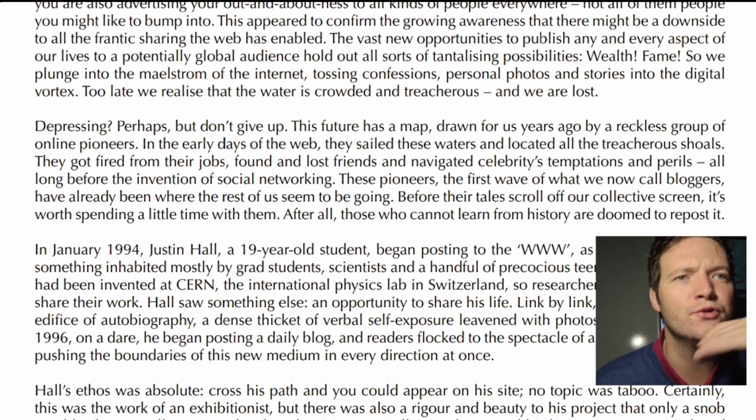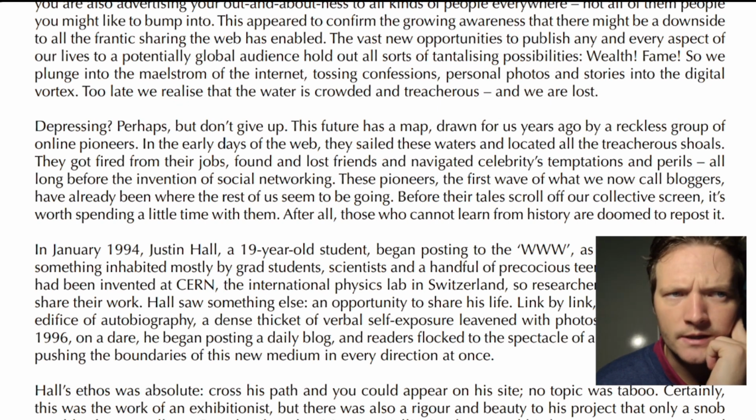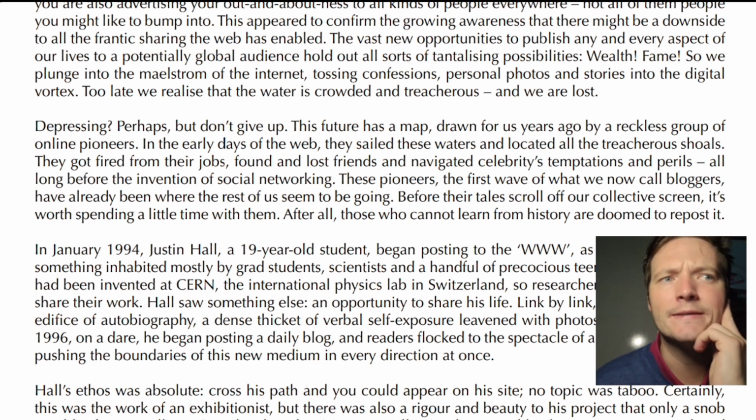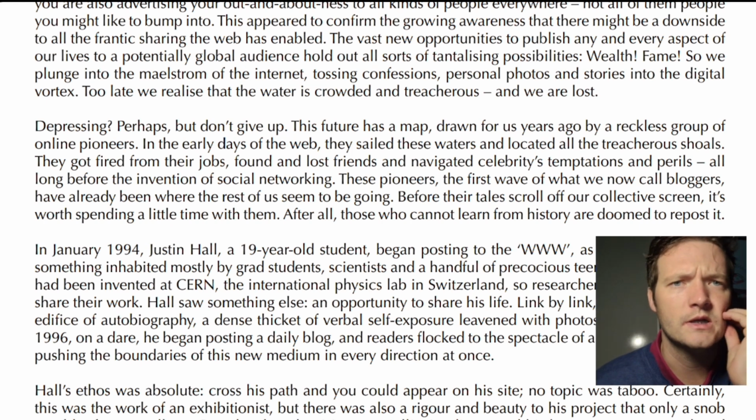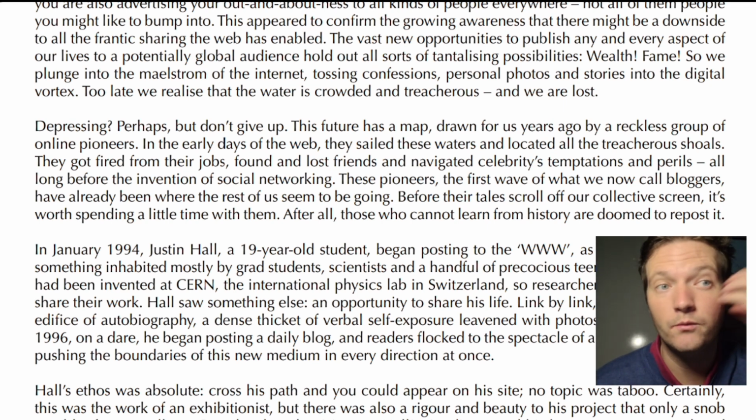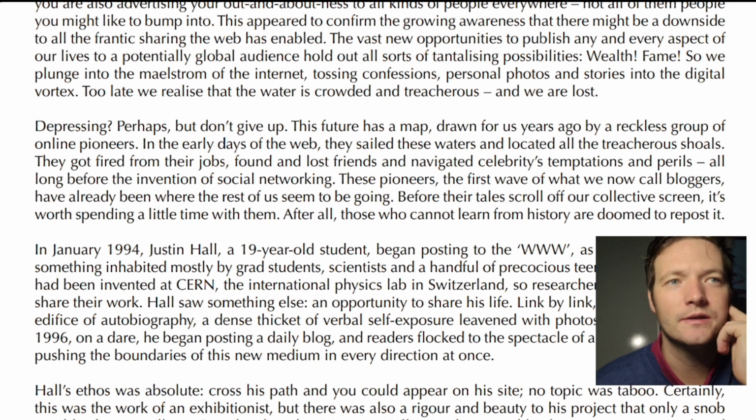This future has a map drawn for us years ago by a reckless group of pioneers. So it's almost like saying that the problems that you might encounter on the internet have already been discovered by these pioneers, I think, more or less. We'll see what it says. In the early days of the web, they sailed these waters and located all the treacherous shoals. Yeah, so they found all the problems. The first people who went out onto the internet and did crazy things found all of the potential problems before we had to find them for ourselves, I guess is what they're saying there.